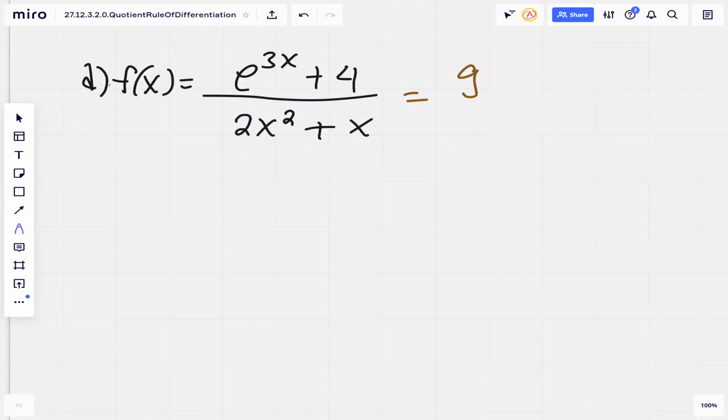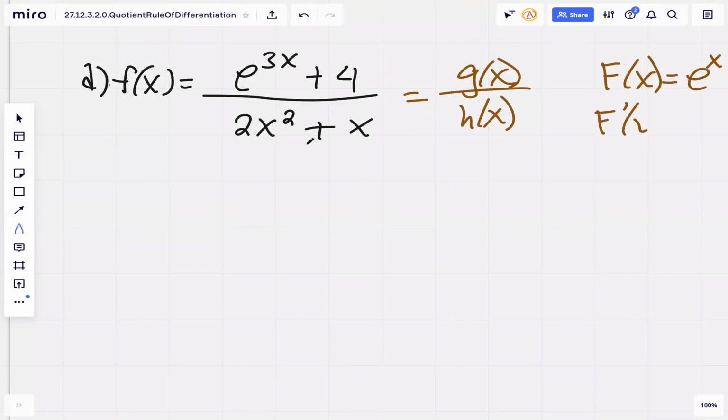So we have g of x. So we have an exponential function here. If you haven't seen that before, let's just put that off to the side. You will. Derivative of the exponential, capital F of x is our exponential function. The derivative is just the function itself. So in this case, we have to use the chain rule.